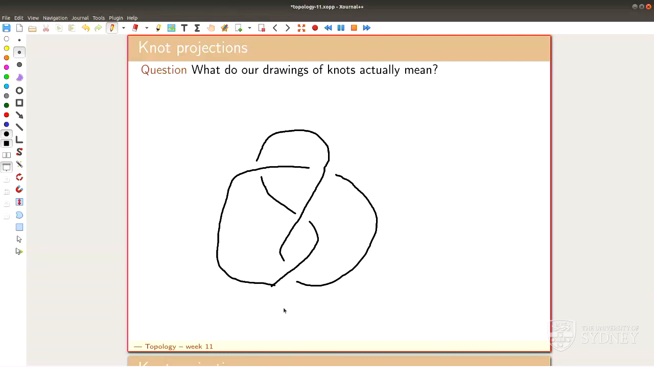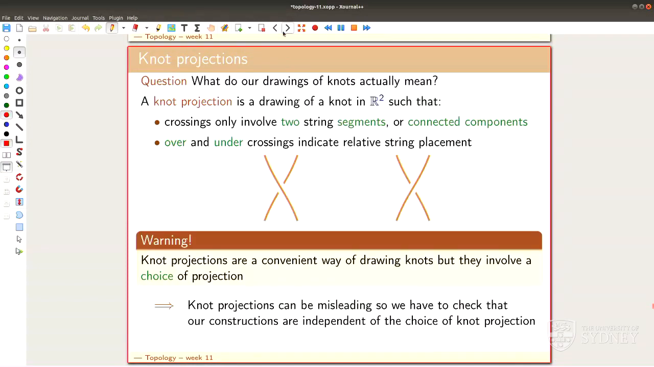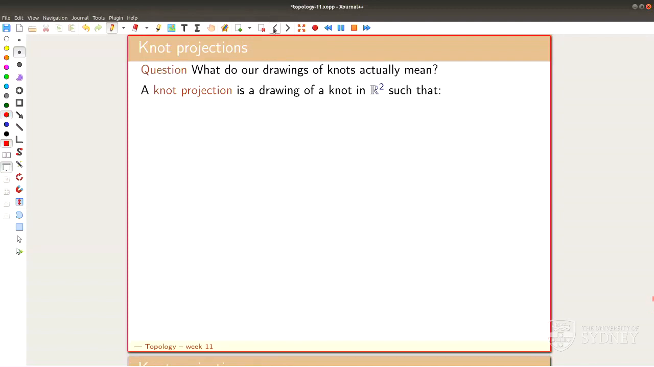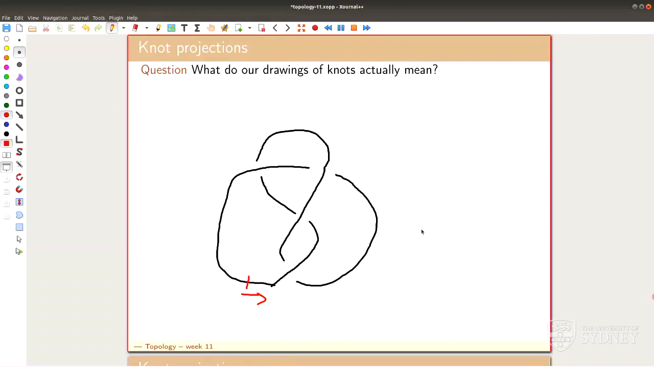Let's double check again. If I start reading from here, it goes over, it goes under, it goes under, it goes over, and then it kind of repeats what it did. So let's have a look. Over, under, again reading from here onward, over, under, under, over. I think that's right. Very good. I'm very proud of myself right now. I managed to draw a non-trivial knot. And why is that a trefoil? Can we actually see that?